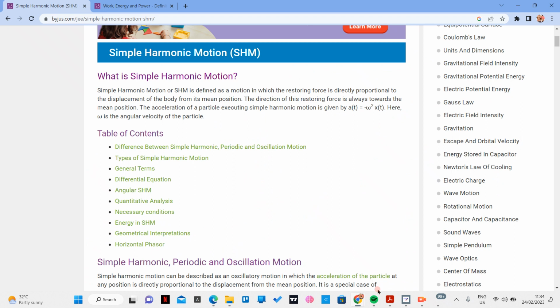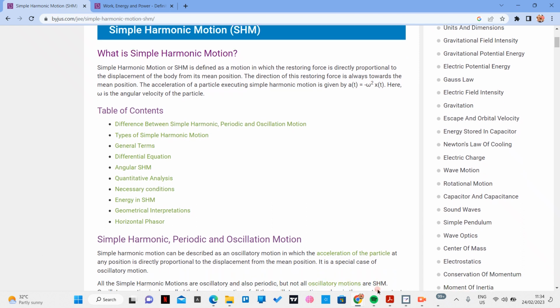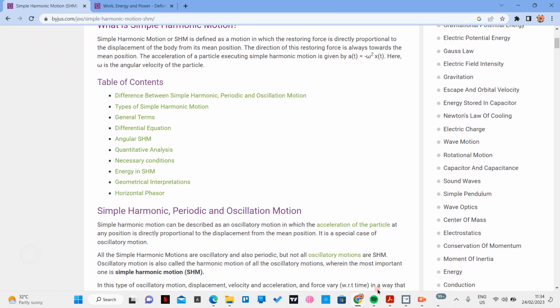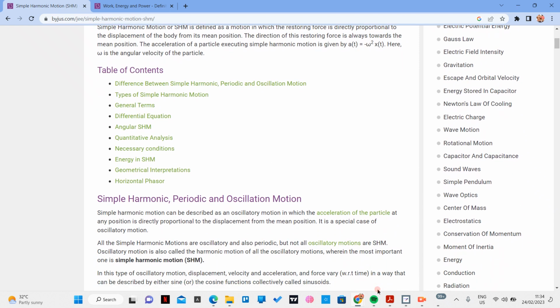Going back, so that's that, where omega is the angular velocity of the particle. Now, simple harmonic motion and circular motion are very similar in most cases. They are very, very similar. So now let's talk about certain terms of simple harmonic motion.